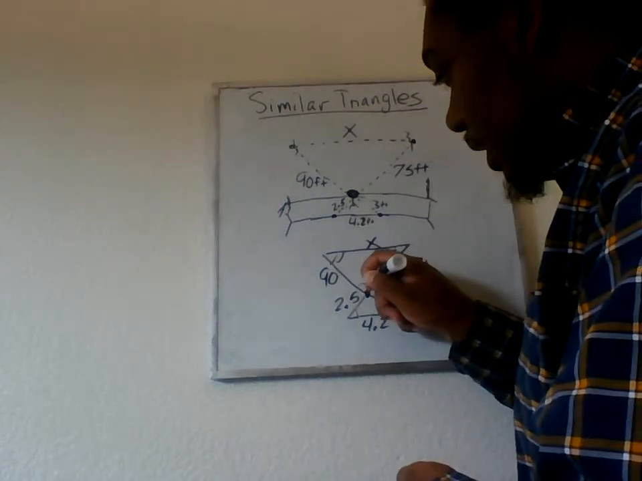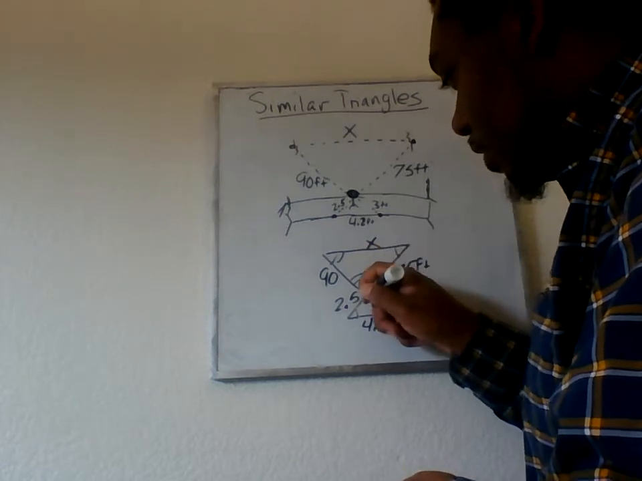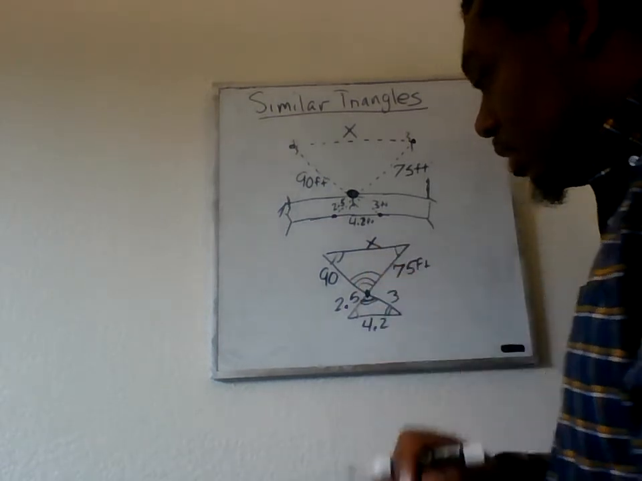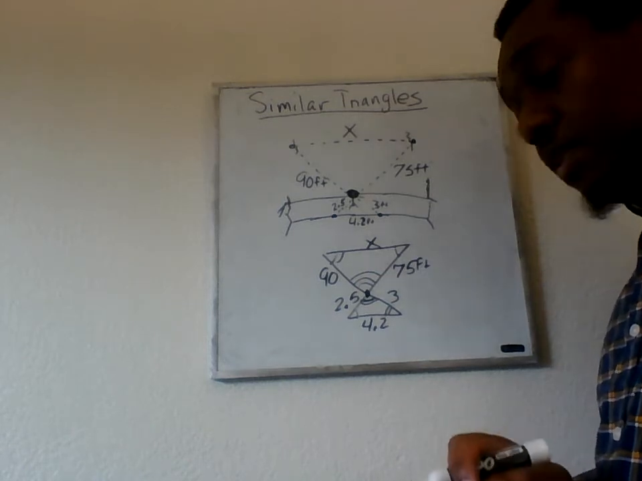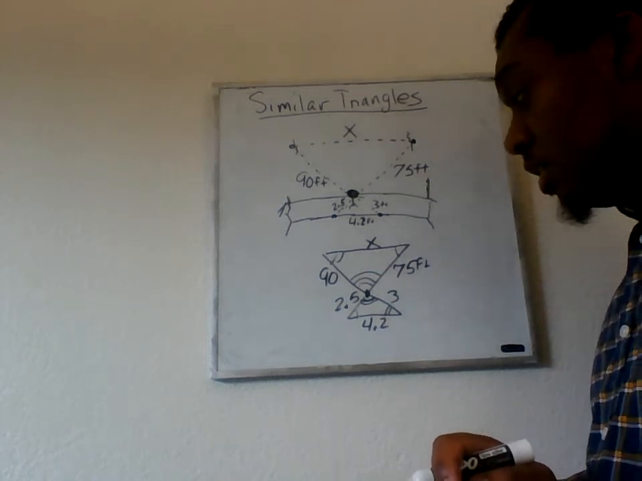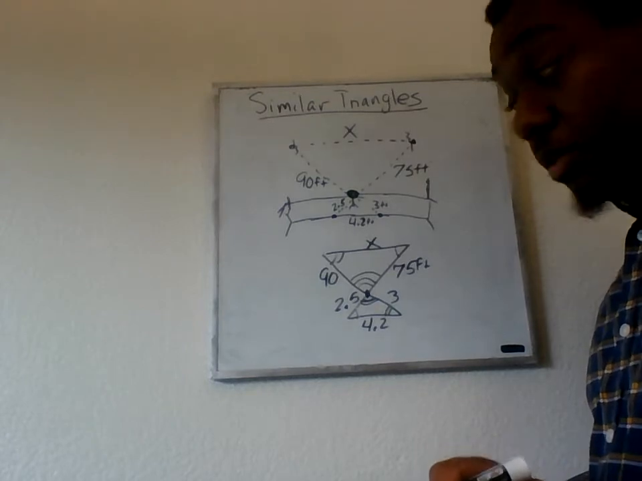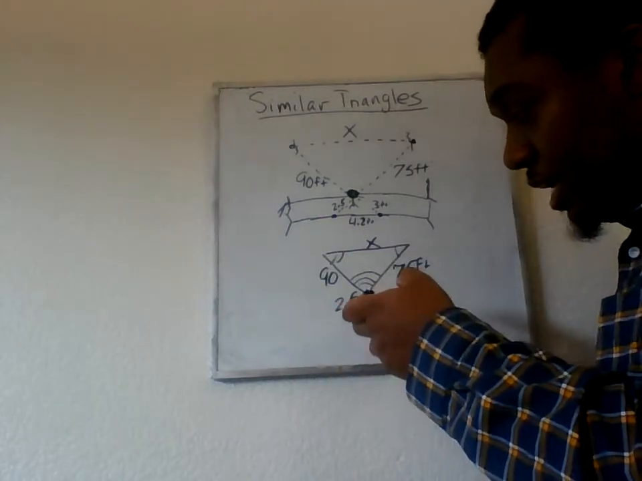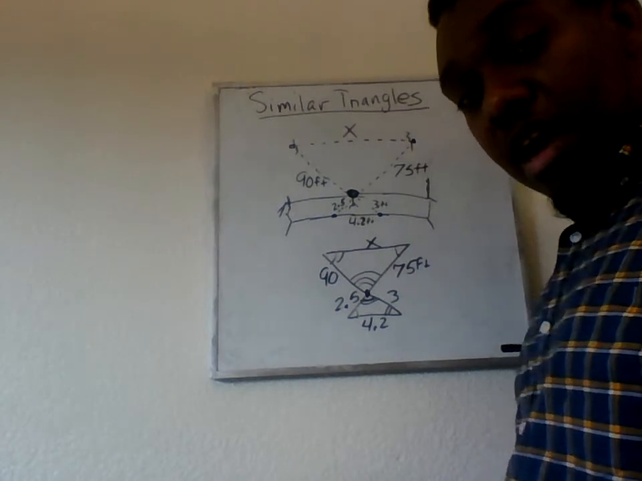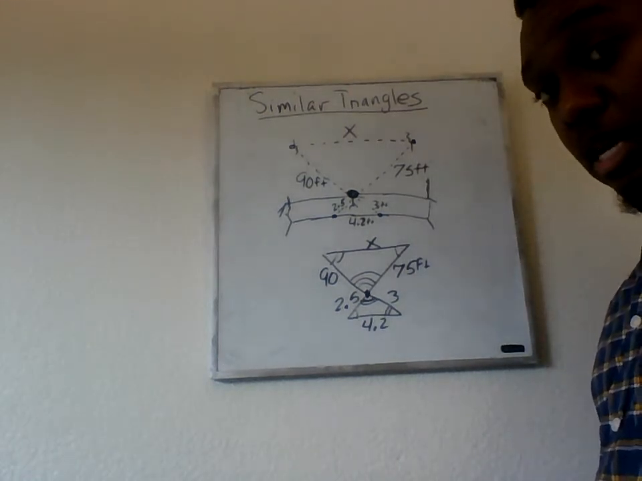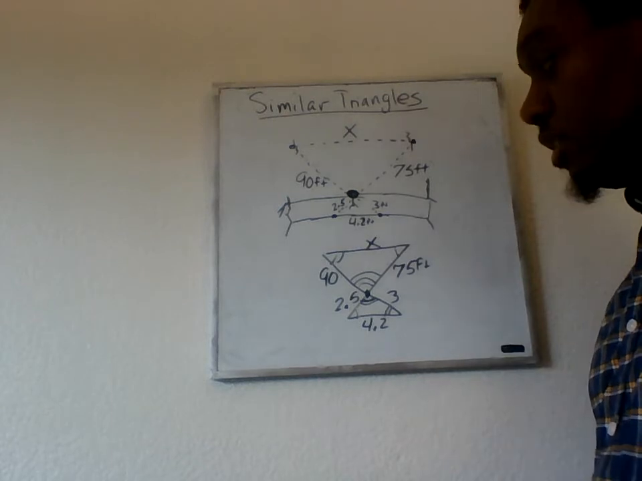Now, that means that these two angles have to be congruent. So that means we have all three sets of angles congruent to one another. Therefore, these triangles have to be similar. Well, why aren't they just congruent triangles? Because 90 is definitely not equal to 3. They're not the same. 75 is not the same as 2.5. 4.2 is not the same as x. However, they will be similar.